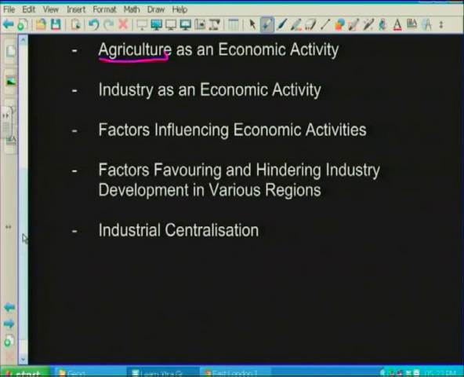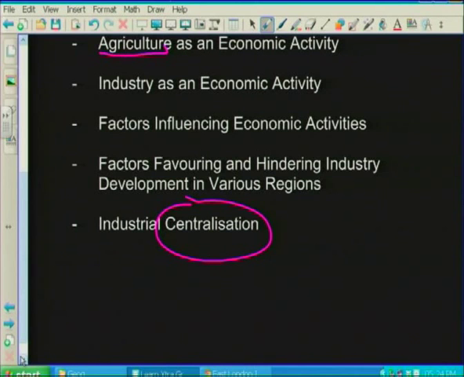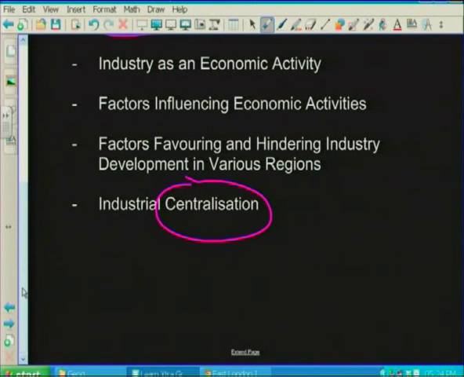Factors affecting economic activities. Why are certain things where they are, like industries located, for example. And then we'll also look at the factors that are favoring or hindering the development of industry in various regions, as well as the 4 regions of industry in South Africa. Finally, we'll look at the concept of industrial centralization. What is industrial centralization? How does it work? Why do we do it? And what are the pros and cons of that process? Or what is the good or the bad?